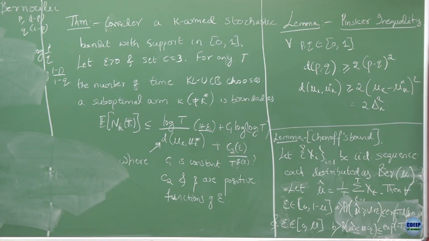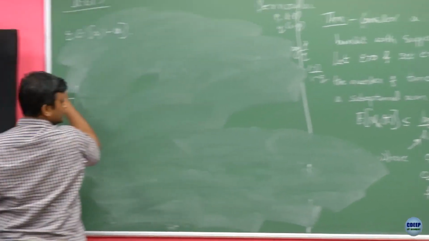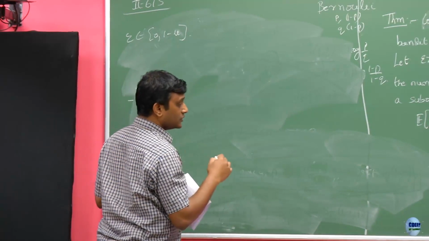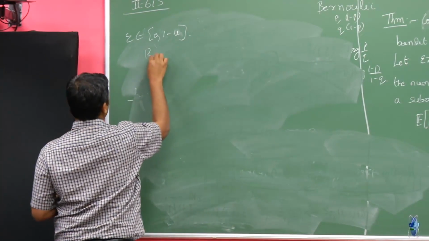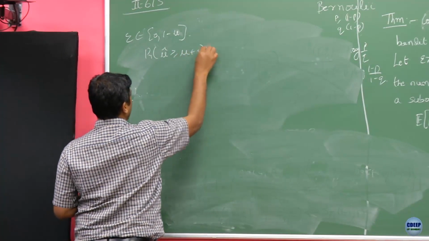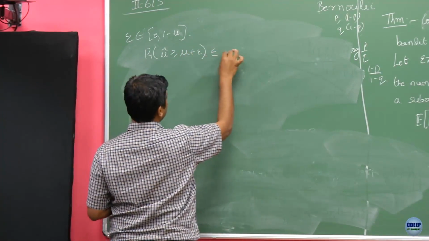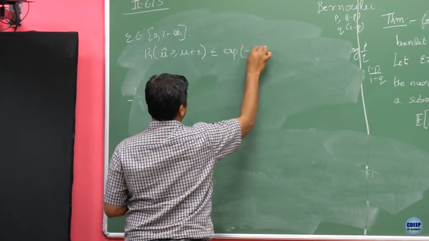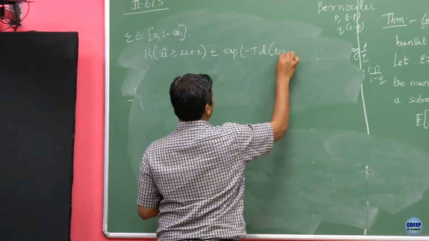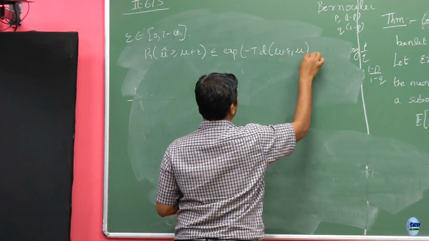So what we are just saying is, for epsilon between 0 and 1 minus mu, the probability that mu hat is greater than or equal to mu plus epsilon is upper bounded by exp of minus t times the divergence of mu plus epsilon and mu.